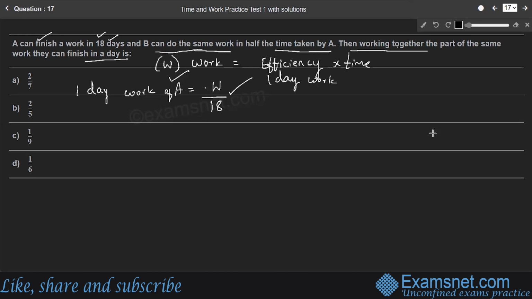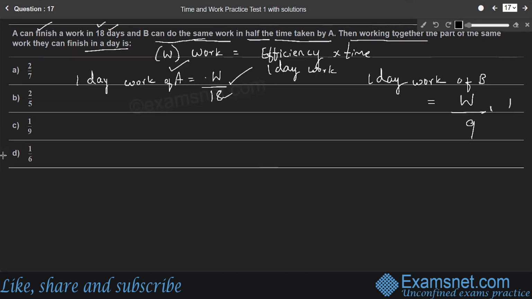Whereas B can do the same work in half the time taken by A. So we'll consider 1 day work of B. B takes half the time taken by A, meaning half of 18, which is 9. So 1 day work of B becomes W by 9. Total work by time taken is 1 day work. That means B completes 1 by 9th part of total work. W by 9 means 1 by 9th part of total work.